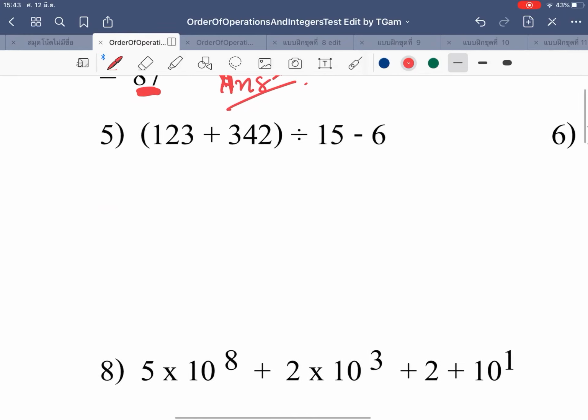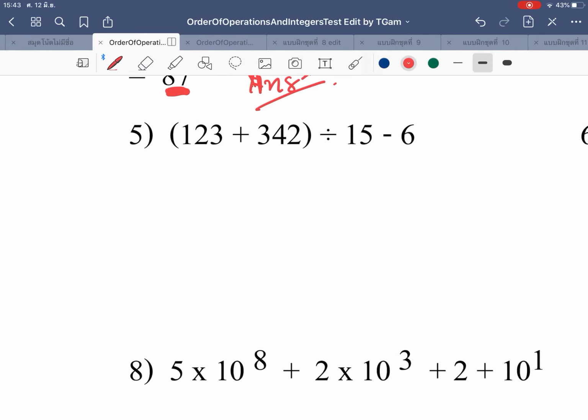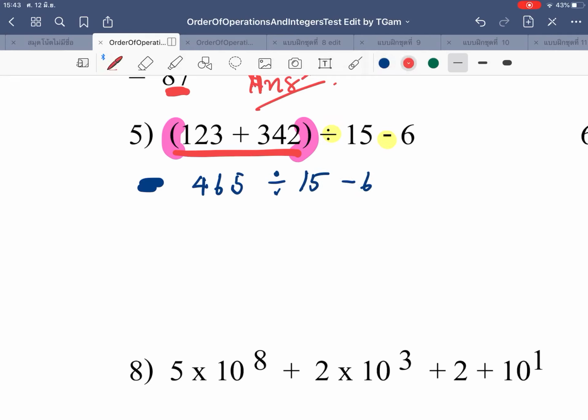Next, number 5. You have the bracket. So what you have to do, you have to do the bracket first. You will have what we call add up 2 3 5 4 2 6 3 1 4 465 divided by 15 minus 6. Then you have to do this first.